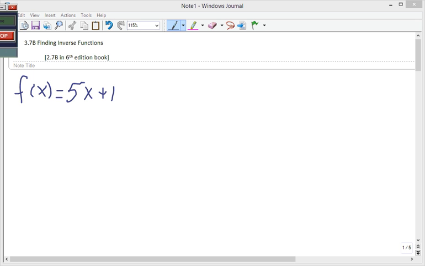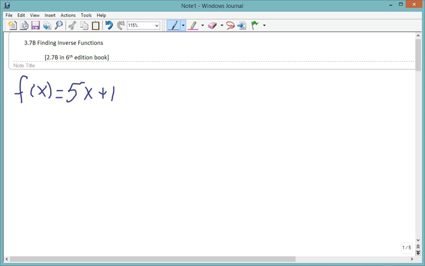This is the second video. In this video, we'll be finding the inverse functions for several different given functions. In the 6th edition book, this is 2.7, the second part of 2.7. In the 5th edition, it's 3.7.